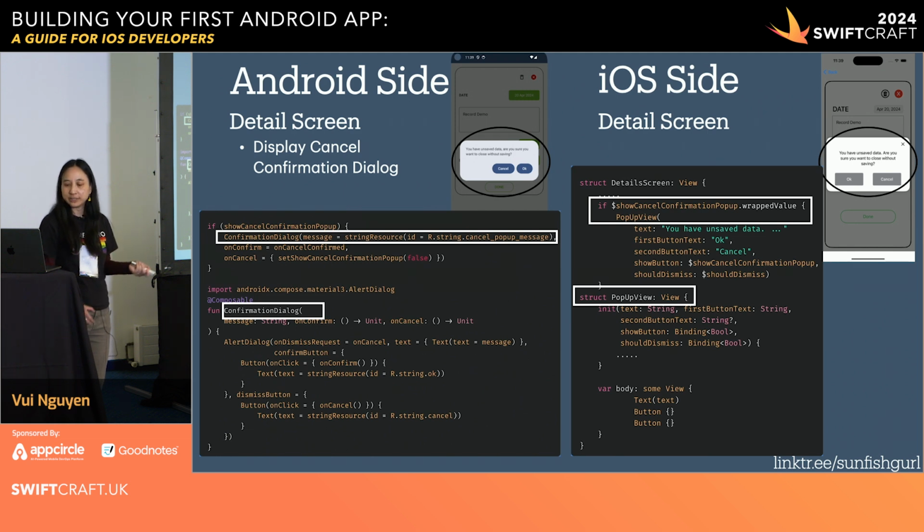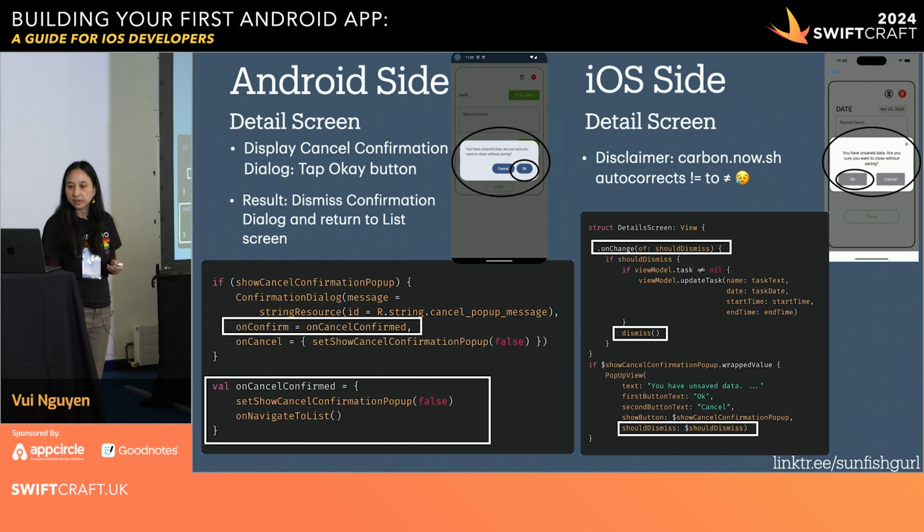Okay, so now pressing the cancel button will display this cancel confirmation dialog. And the cancel confirmation dialog lets you know that you have unsaved data and asks, are you sure you want to close without saving? So for Android, they implemented a custom confirmation dialog, and on iOS, we implement a custom pop-up view. And let's say we start by tapping the OK button, what that will do is it will dismiss the confirmation dialog and return us to the list screen.